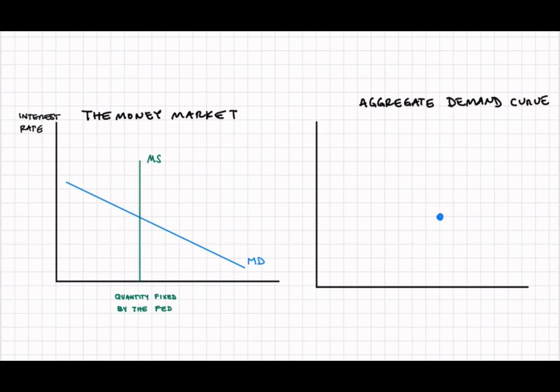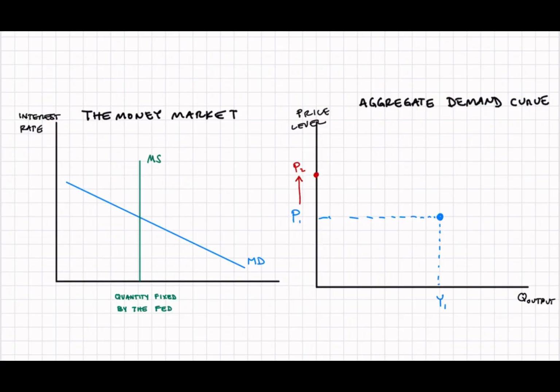So let's start first with a point on the aggregate demand curve. So that's our point. Based on that point, this is going to be our Y1, because this is our quantity of output. And on the Y-axis is our price level measured by CPI or the GDP inflator. And so this is the price level at P1. Now let's suppose that the price level is going to increase, go from P1 to P2.